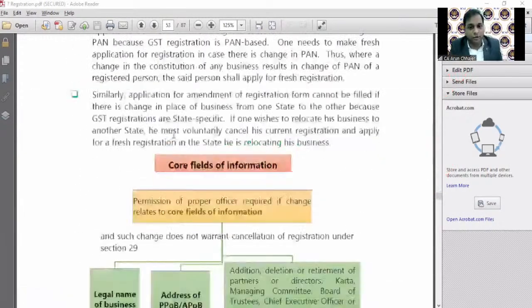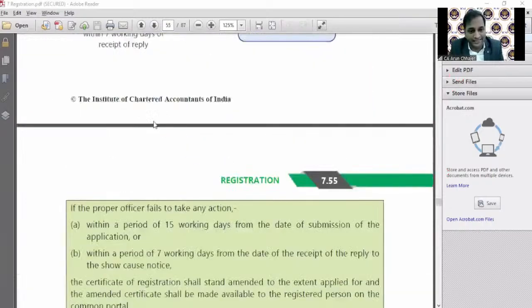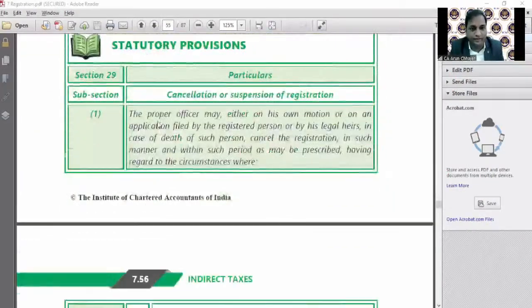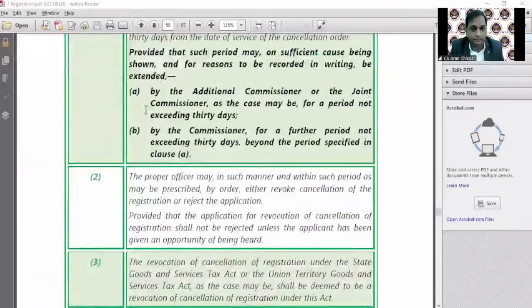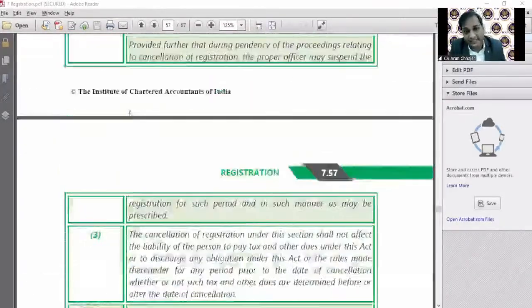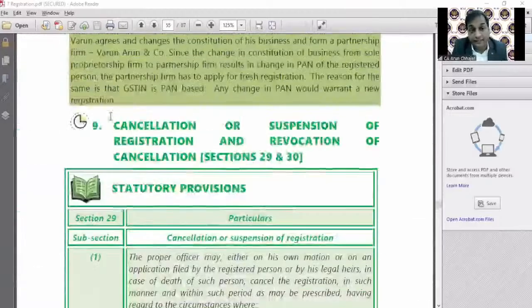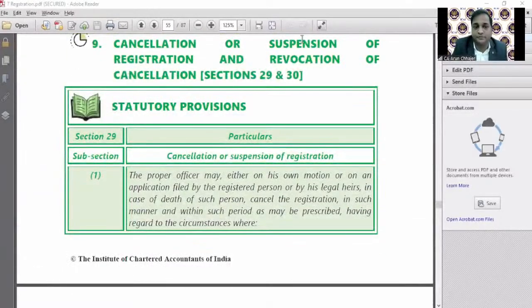Now let me talk about a certain part for the cancellation and then revocation. Then we will complete our chapter. Cancellation. So for cancellation in Section 29, we will discuss two subsections. 29(1) talks about if the proper officer either on his own motion or on an application filed by the registered person. Suppose I am a registered person and I would like to cancel my number.